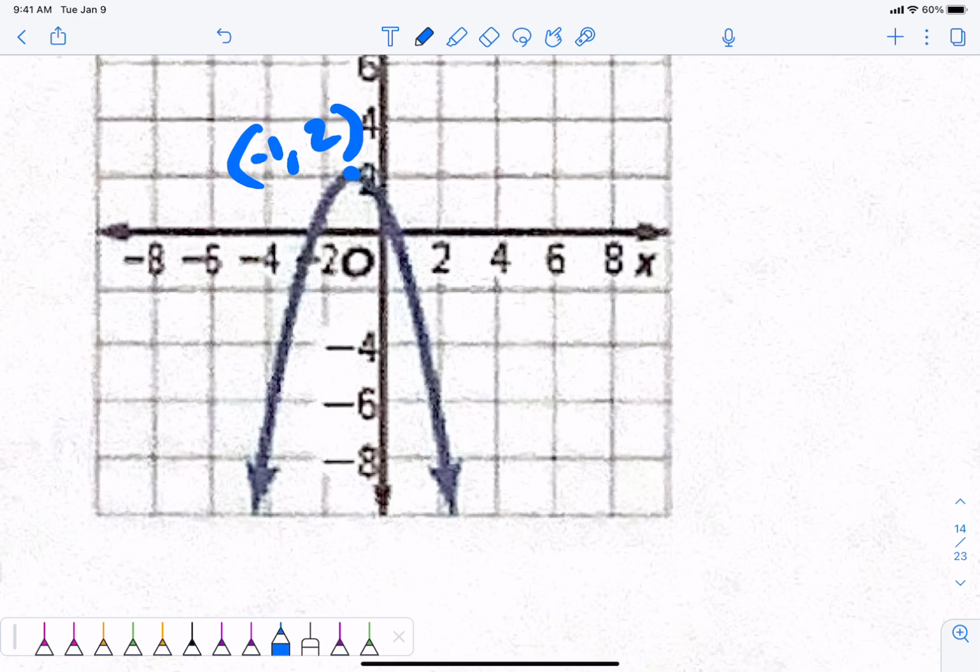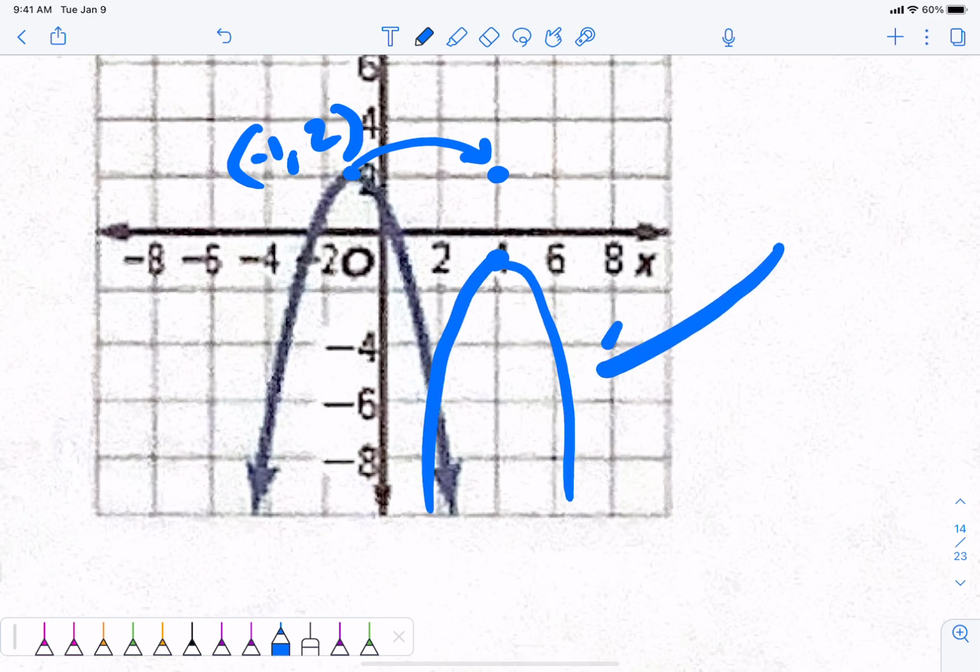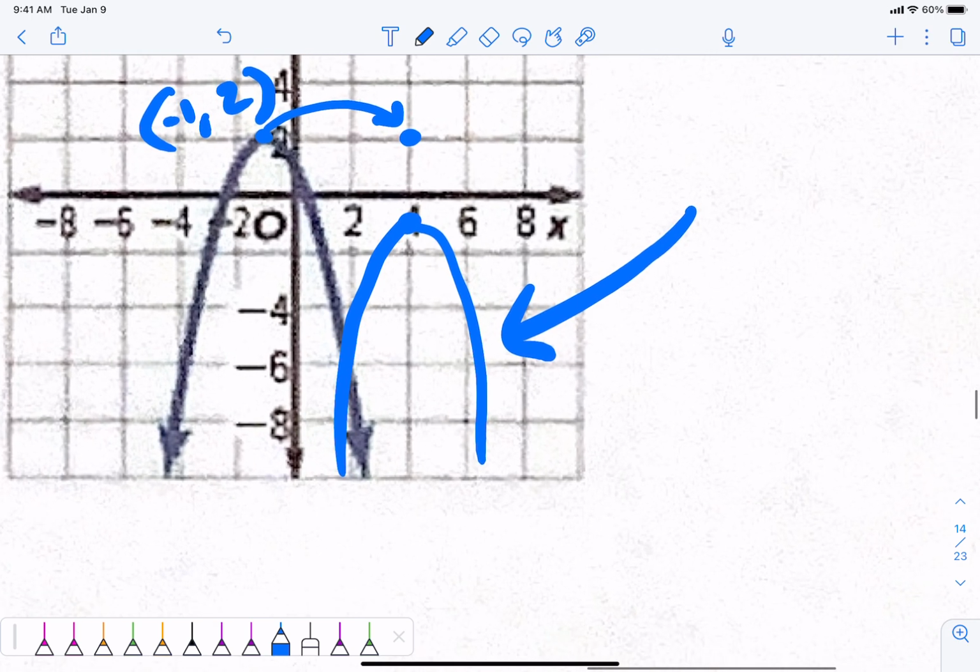Okay, I'm going to go 5 units to the right. So where will it be if I go 5 units to the right? 4, right here. That's 5 units to the right. Okay, and 3 units down, it will be at negative 1, right here. So this is really what it looks like. I want to find the equation of that function. That's the function that I want to find the equation of.